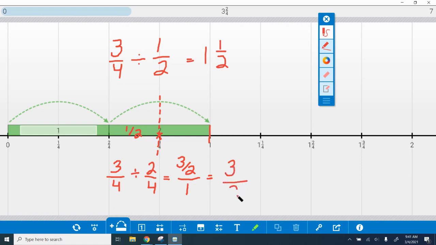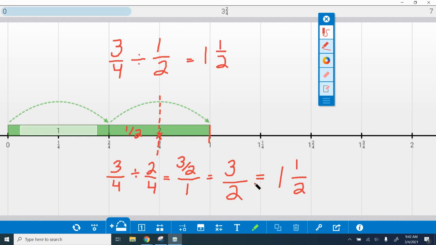Now, how else can we write 3/2? How many halves are in a whole? Well, there's 2 halves in a whole, right? So we have 1 whole, and then we have 1/2 remaining. So we have 1.5, which is exactly what we got using the number line strategy.